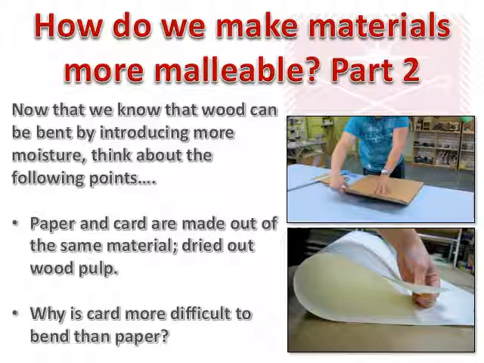Now, they're made from the same material in the same way. So why is card harder to bend and form, and so therefore less malleable than paper? And the reason is because it is thinner. So if we try and make our wood thinner, then that will theoretically make it more flexible.